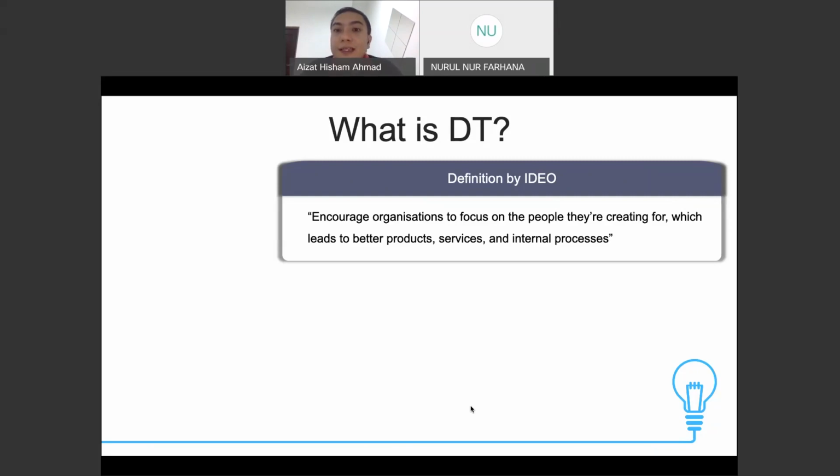Starting from there, they have trained so many people around the world to understand better about design thinking. So when you look at their definition of design thinking, it's basically to encourage organizations to focus on people, to focus on stakeholders. I hope you're quite aware of the term stakeholders.